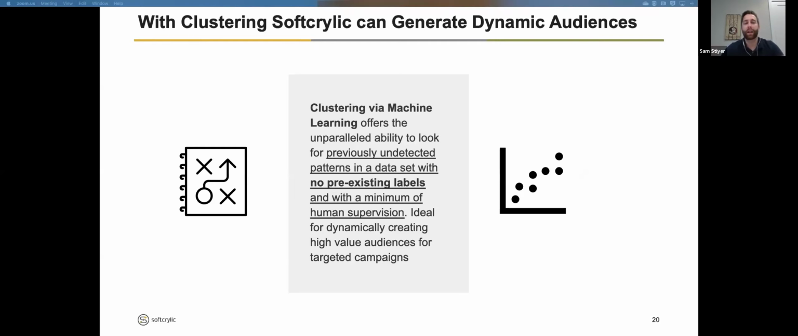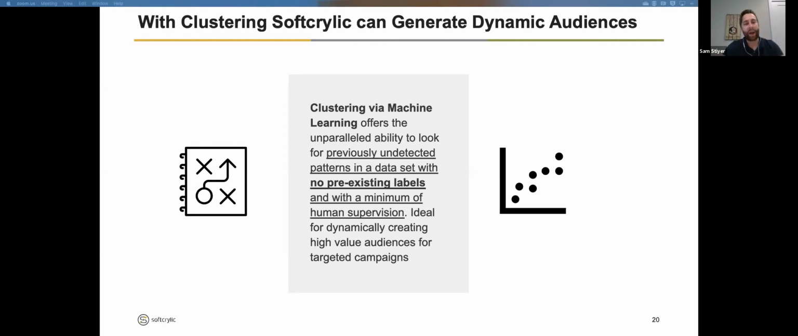So with clustering at Softcrylic, we can generate all sorts of different dynamic audiences. Clustering via machine learning offers the unparalleled ability to look for previously undetected patterns in a data set with no pre-existing labels and with a minimum of human supervision. This is ideal for dynamically creating those different audiences or personas. You don't even need any information about what those groups may fit into. You don't need to work with pre-existing human heuristics.